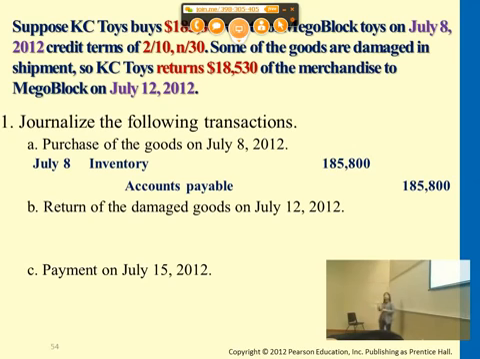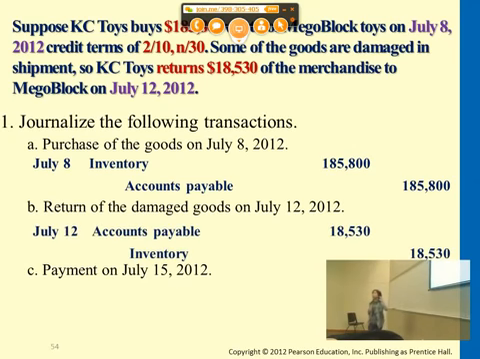So yes, this is returns and allowances, but keep in mind we don't have a separate account here. Any returns and allowances will be captured under inventory accounts. We directly decrease inventory value. So we're trying to recognize that inventory's cost is no longer $185,800. What we have on hand is no longer this amount of value of inventory. So we reduced it by the part that we ship back to the seller.